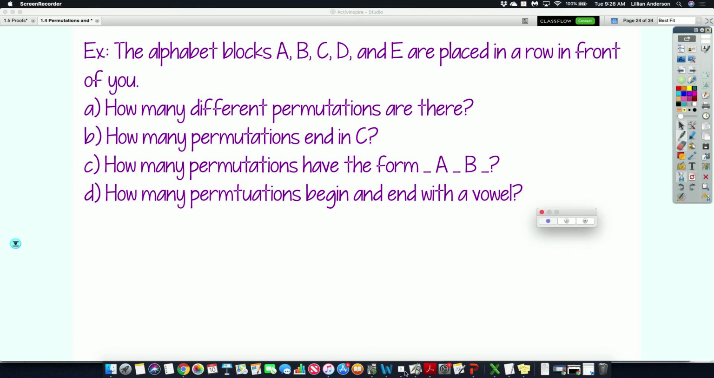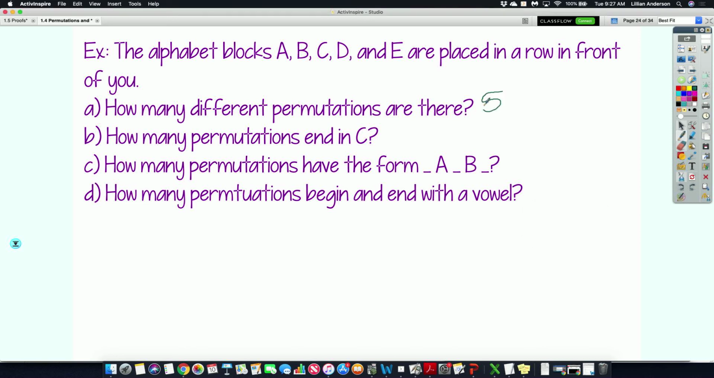Make it more painful. Okay? Do just A, and then we'll talk about B, C, and D. How many different permutations are there when you have alphabet blocks A, B, C, D, and E placed in a row in front of you? 120.